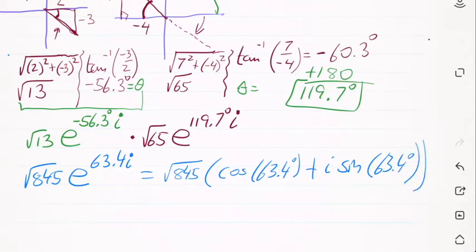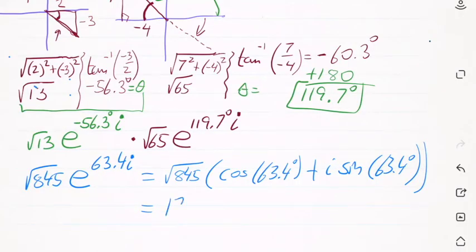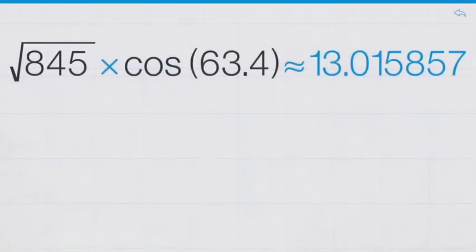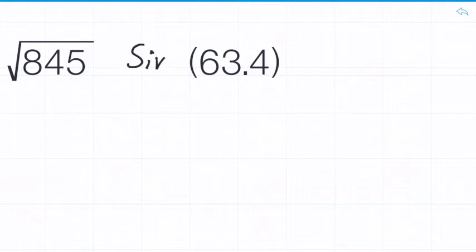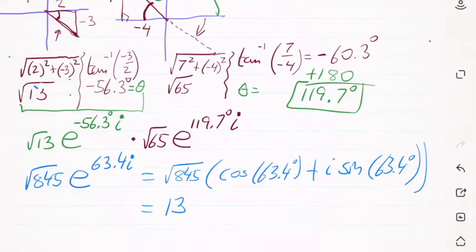All right, so you think you're done? Well, I'd like to know what this is with just numbers, because we started off with 2 minus 3i and negative 4 plus 7i. So let's see here, 845, 13. Don't know if it's plus or minus, so I'm not going to write that just yet. So I just need to change this into sine. And we get about 26. So it'll be plus 26i.